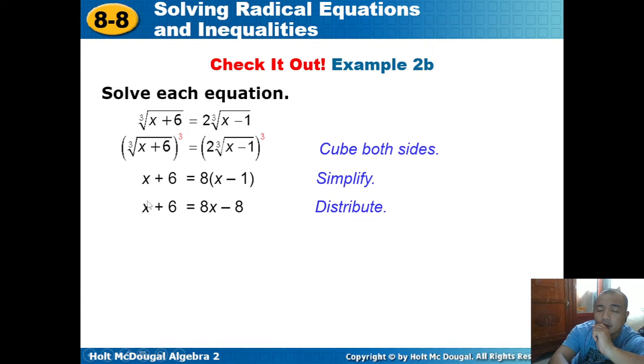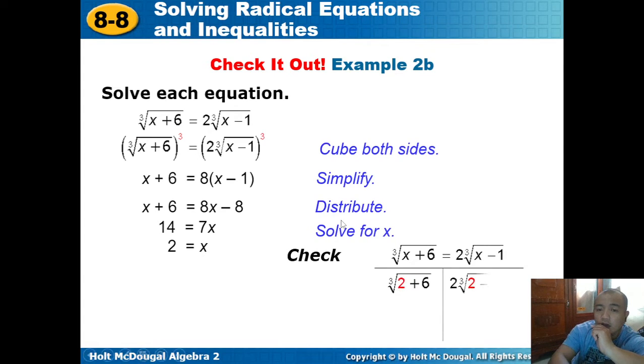Tapos, 8x minus x, 7x, 6 plus 8, 14. 7x equals 14. Divide both sides by 7, so 2. X equals 2. Let's check. Substitute x equals 2 in the original equation. 8, cube root of 8 is 2. 2 times the cube root of 1, which is 1. 2 times 1 is 2. Correct. So the answer is 2.